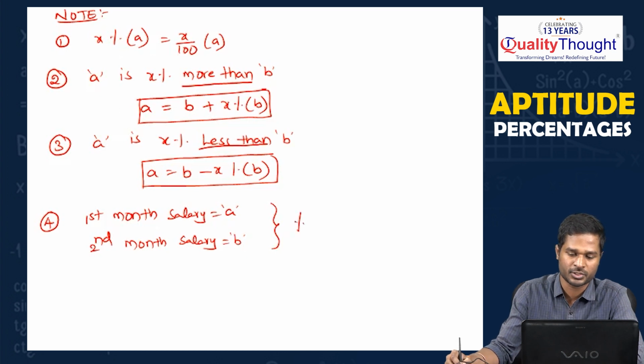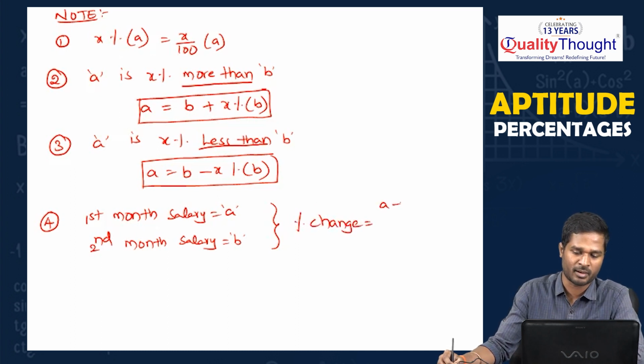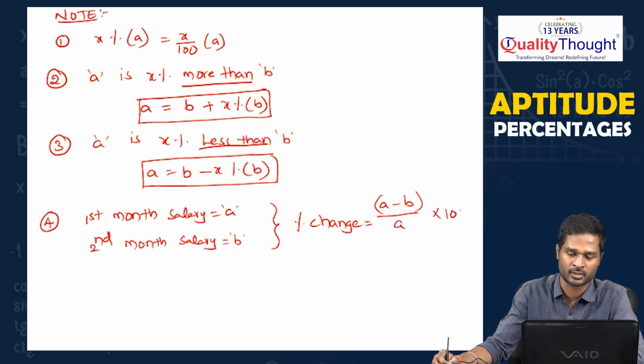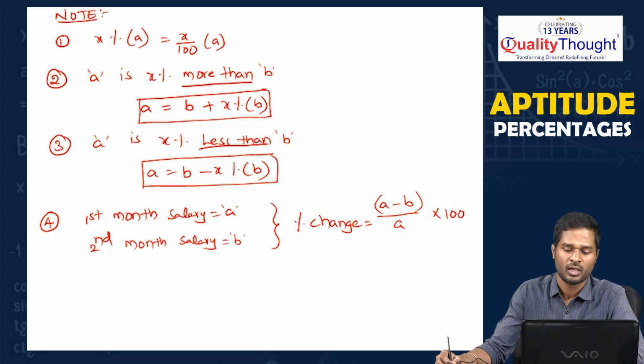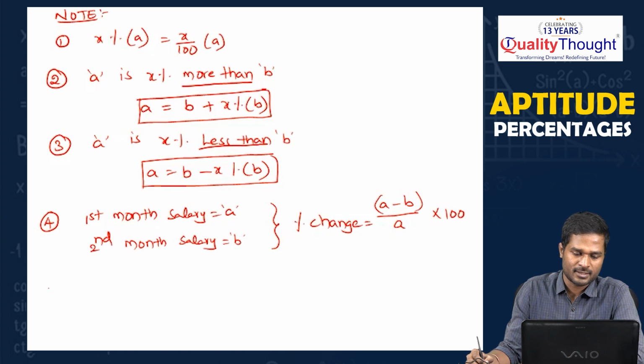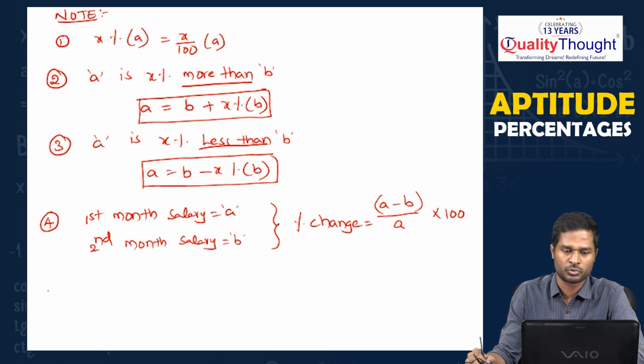So, the percentage change: whenever you are solving these types of questions, take the difference between them, a minus b or b minus a, depending on that, and always take the original month, that means the initial month value, in the denominator and multiply it with 100. This will give the percentage change. If you get the answer in negative, your salary is decreased. If you get the answer in positive, your salary is increased. This is the thing.